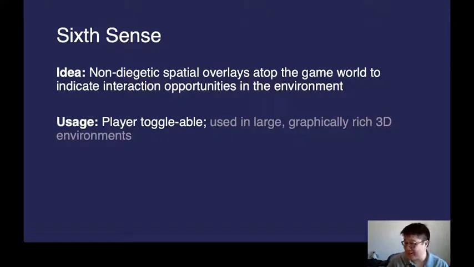Sixth Sense is another strategy that we saw a lot of that is related to that previous strategy. In this case, it provides you with hints, spatial overlays on top of the game world. But the slight difference here is that it's usually toggled on and off by a player via a toggle, so they can do it explicitly.